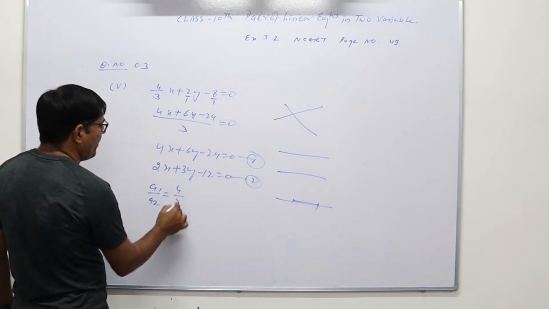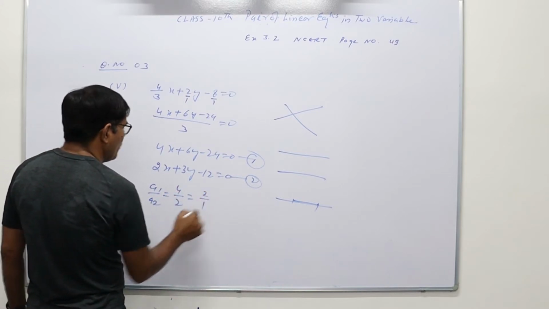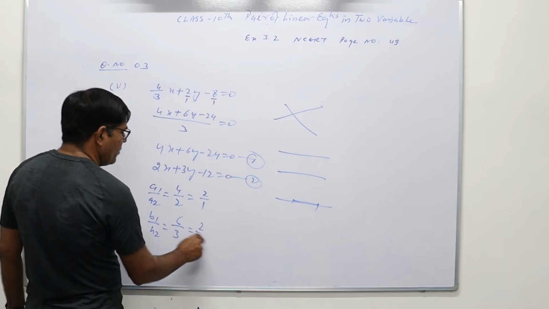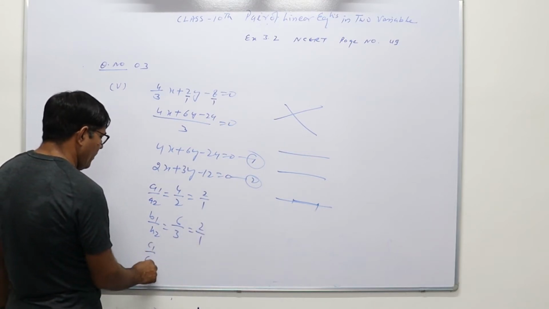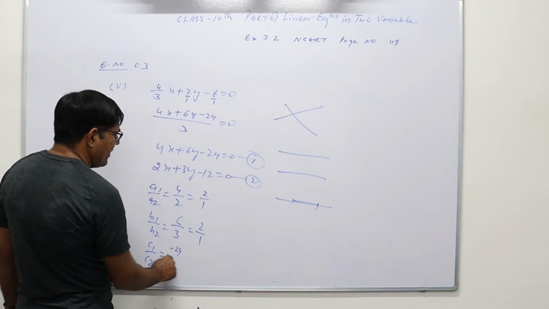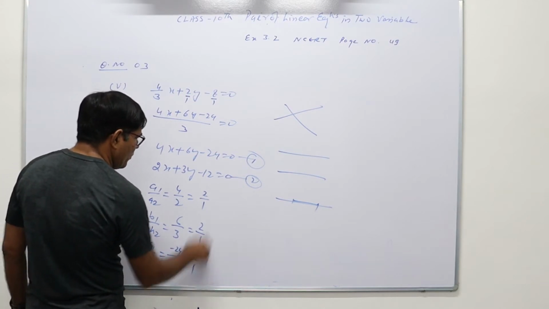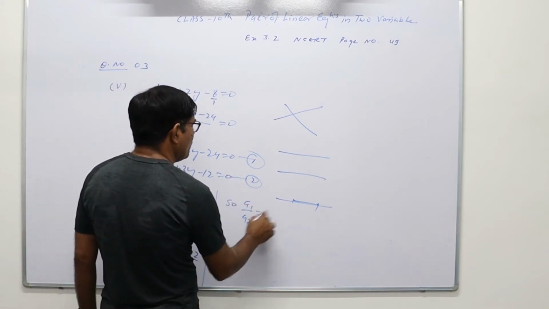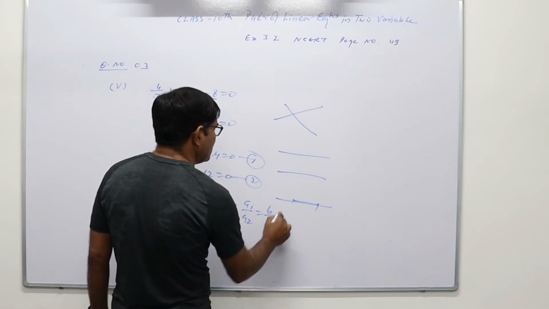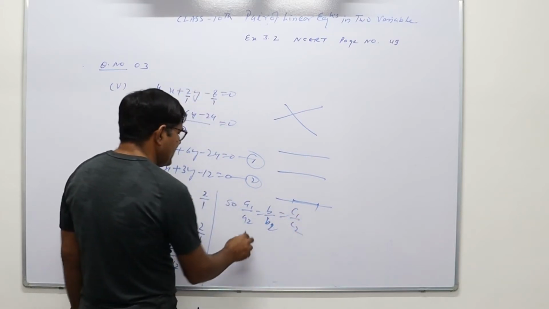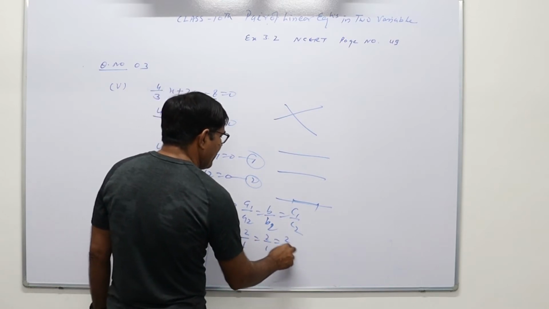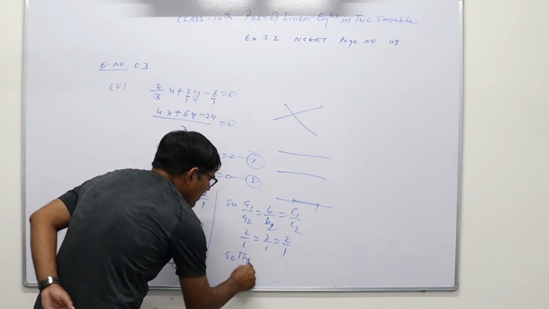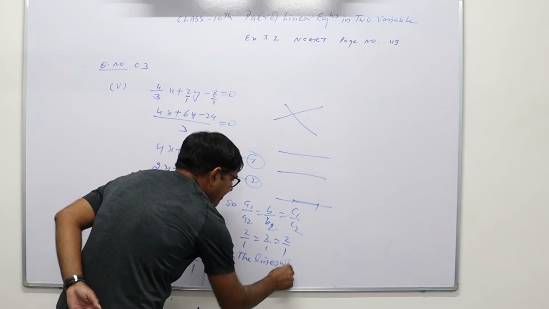a1 upon a2, 4 upon 2, that is 2:1. Then b1 upon b2, that is 6 upon 3, that is again 2:1. Then c1 upon c2 is equal to minus 24 upon minus 12, again 2:1. So a1 upon a2 is equal to b1 upon b2 is equal to c1 upon c2, that is 2:1 equals 2:1 equals 2:1. So the lines will coincide.